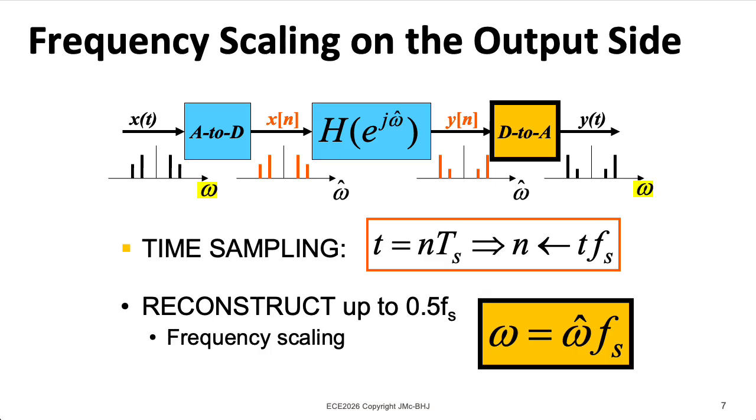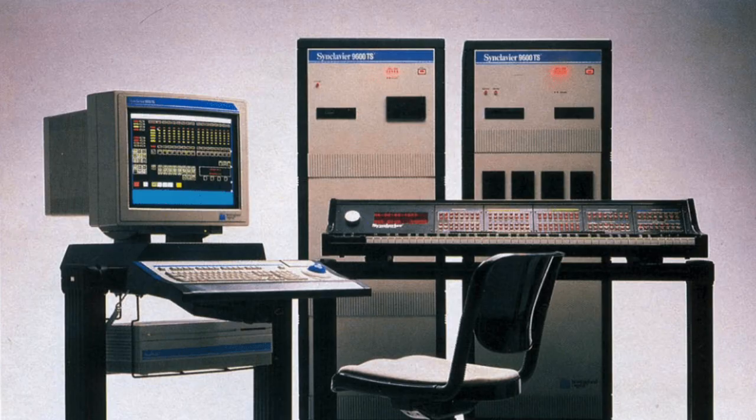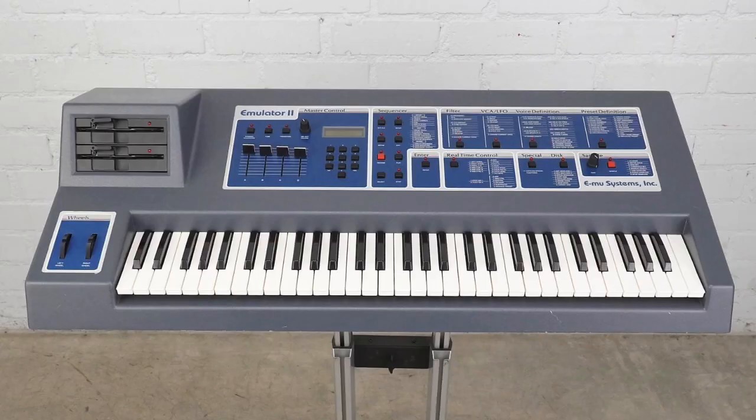Also notice that we've been assuming that we're sampling and reconstructing with the same sample rate. You can actually reconstruct at a different frequency than what you used for sampling. And earlier versions of musical instruments called samplers use this to change the pitch of sounds.